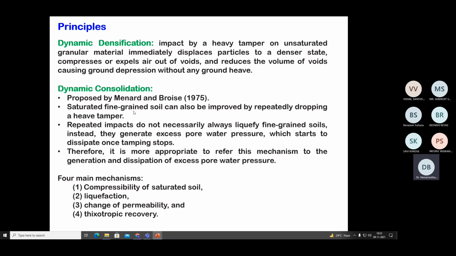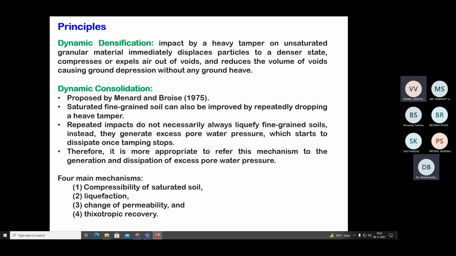And as for them, there are four fundamental mechanisms involved in densification of granular soil. Those are compressibility of the saturated soil and liquefaction, change of the permeability, and thixotropic recovery. These four fundamental mechanisms are responsible for densification of the soil, and thereby bearing capacity, shear strength, mitigation of liquefaction, and so on.